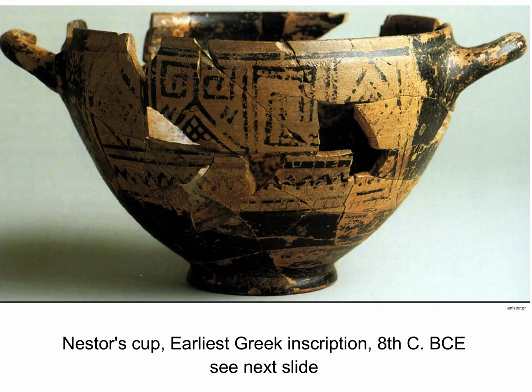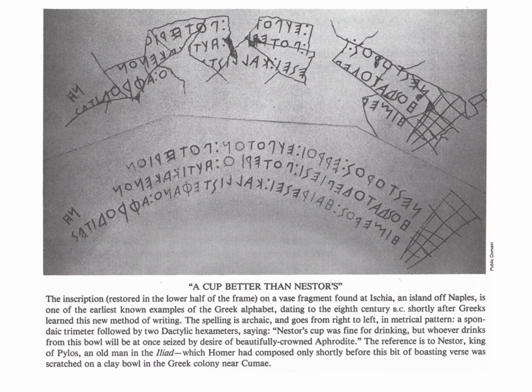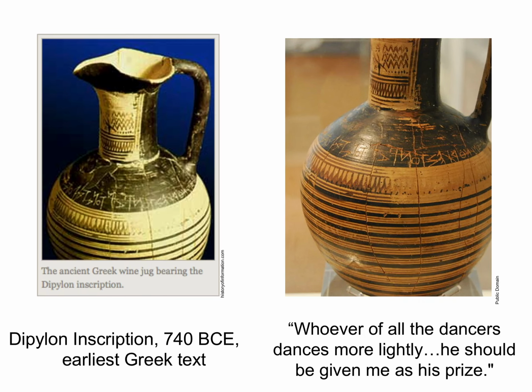The earliest inscription in Greek is on the Nestor's cup. The Nestor's cup has an inscription that says, "Nestor's cup was fine for drinking, but whoever drinks from this bowl will be at once seized by desire of beautifully crowned Aphrodite." So it's a very interesting inscription.